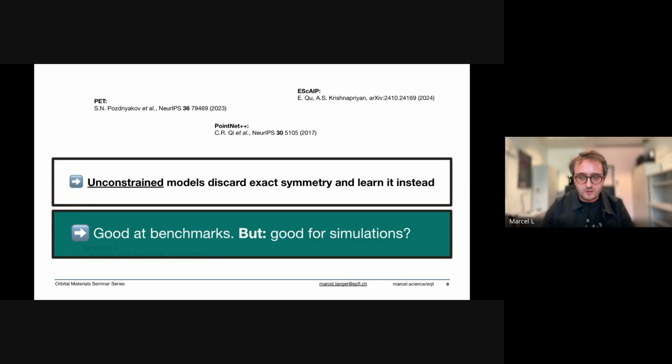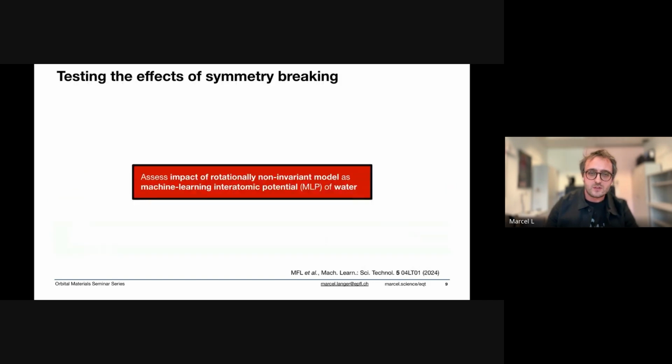But we know also that benchmarks don't always tell the whole story. There's always the question of how these models actually perform in simulations, and is there actually a price to pay in practice for breaking the symmetries, even if it makes you have a model that's good at fitting something. And this is what we wanted to explore in our paper. In particular, our mission statement was that we wanted to see the impact of having a non-invariant model, non-invariant with respect to rotations in this case, when used as a machine learning interatomic potential for water. And I'll now briefly walk through this mission and all the different parts that made this paper.